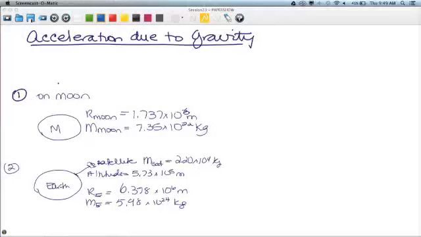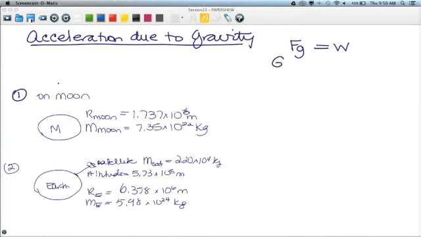To calculate acceleration due to gravity at all other locations besides the surface of the Earth, we're going to use the identity that the gravitational force is the same thing as weight. We know this because the synonyms for gravitational force are the force of gravity, gravitational attraction, the gravitational force, or weight, all the same thing.